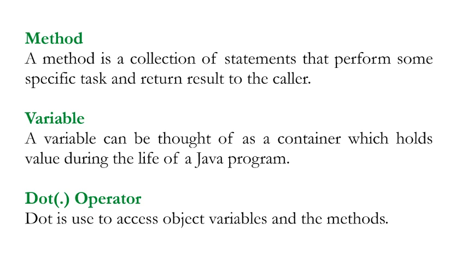And now, what is the dot operator? The dot operator is the thing by which you can access the object or the method. When you create an object of a class, using the dot you can access the variable or the method of that class. So this is basically what class, object, method and variables are.